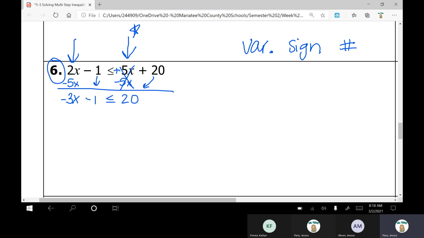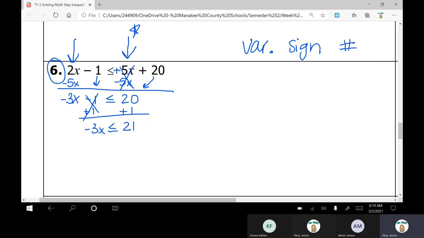What should I do next? You can tell me what number I'm going to get rid of, or tell me if I'm going to add, subtract, multiply, or divide. Let's see, I see some typing. Get rid of the negative 1. Perfect. In order to get rid of that negative 1, we do the opposite of negative 1, which is positive 1, or add 1 to both sides. So these cancel out. Bring down the negative 3x, my inequality sign, 20 plus 1 is 21.